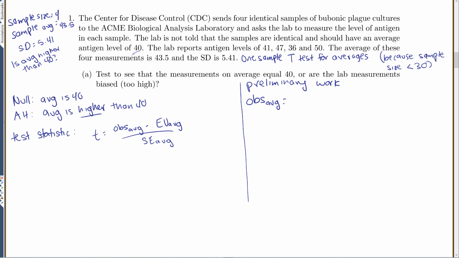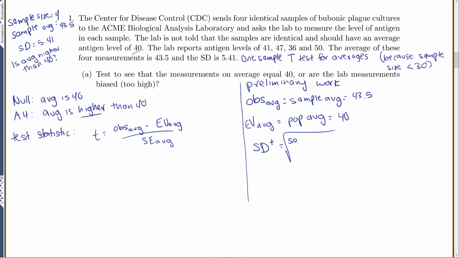Our observed average is just equal to our sample average, which is 43.5. Our expected value for the average is equal to whatever our population average is if the null is true. So if the null is true, our population average was supposed to be 40. And the standard error of the average, oh wait, this is a t-test, so we have one more step to do. I have to do SD plus for a t-test. That's the main thing to remember for your t-test.